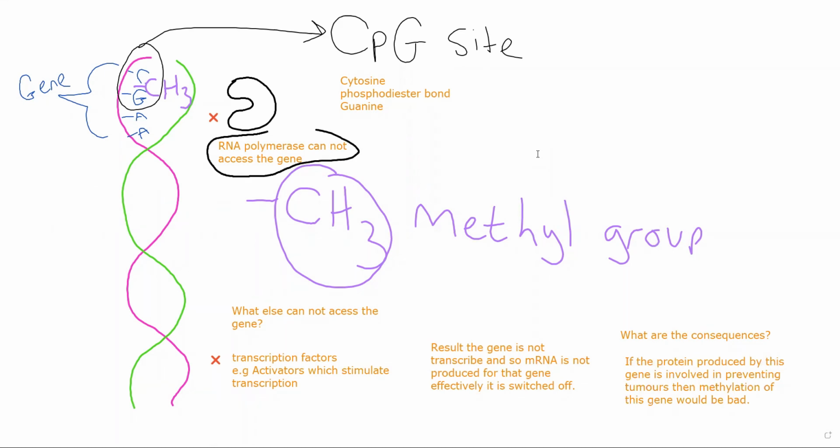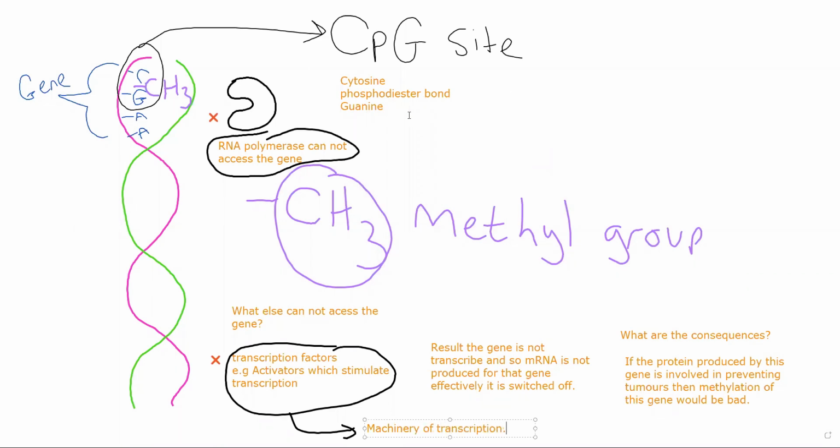Okay, guys, that's us done really, just circling the transcription machinery here. And that's methylation of DNA and how it can lead to tumor production and how it can switch genes off.